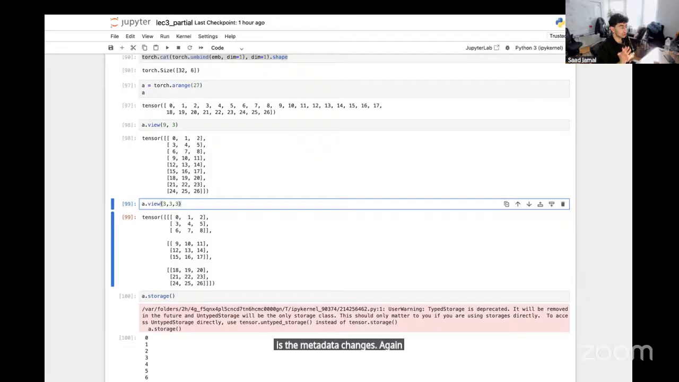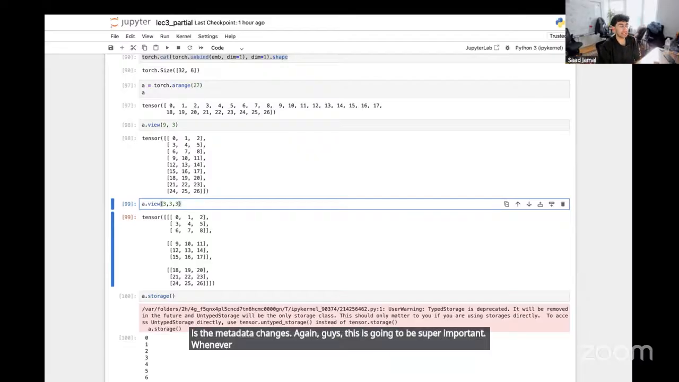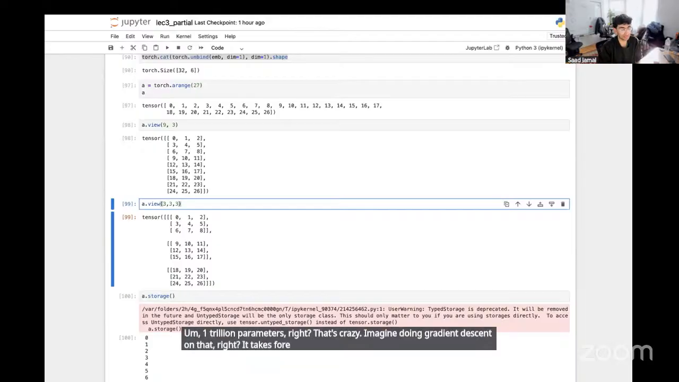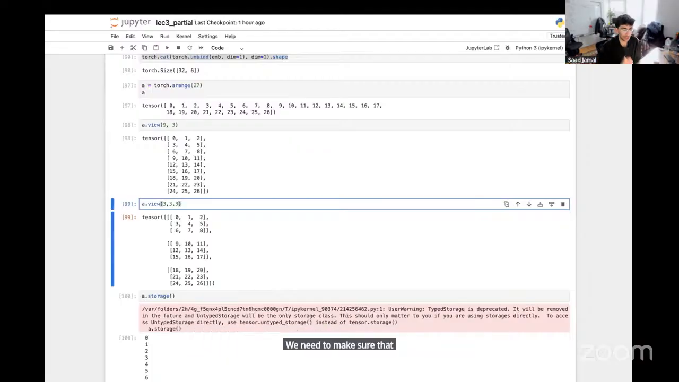Again, guys, this is going to be super important. Whenever we're manipulating tensors, we need to make sure that we don't inadvertently create new tensors, because in machine learning our tensors are massive, right? We're going to be working with, for example, hidden layers of size like 10 or 50,000. And we're going to have neural networks that are hundreds of layers large, right? GPT-5 has 1 trillion parameters, right? That's crazy. Imagine doing gradient descent on that. It takes forever. We need to make sure that we minimize our total runtime as much as we can. So that's why we're going to use views.